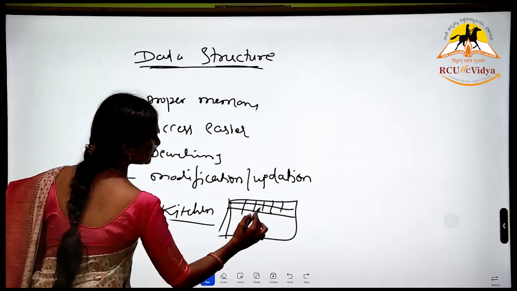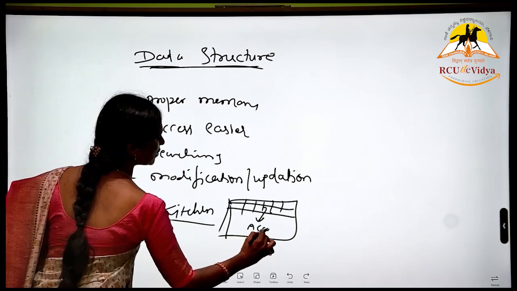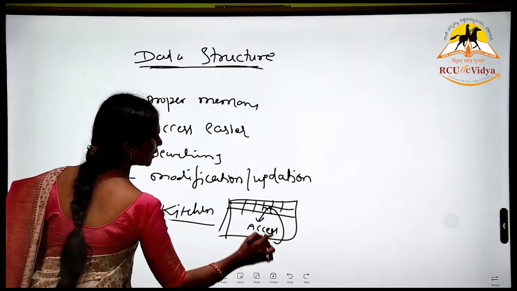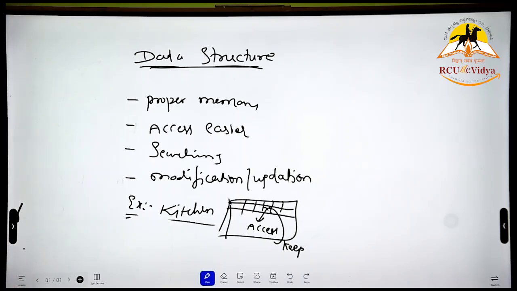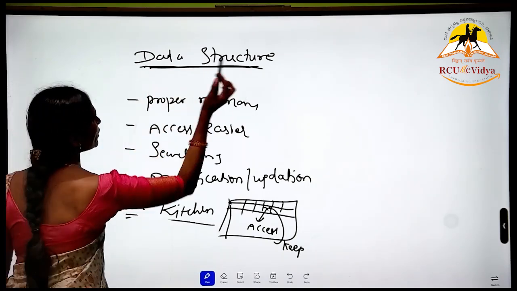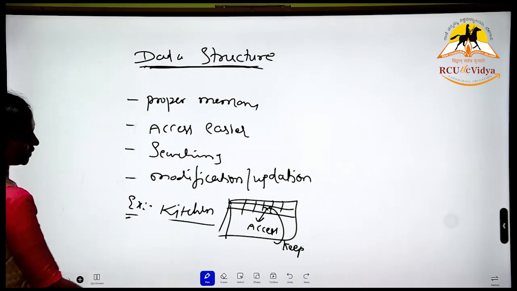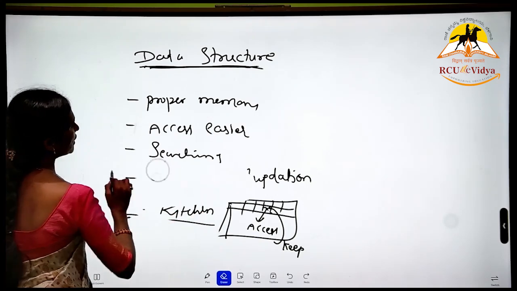If it is in the rack, they will access it easily, and once used they will keep it there itself. So this is called a data structure. In simple terminology, data structure is a well organized collection of data. So here there are different types of data structure.